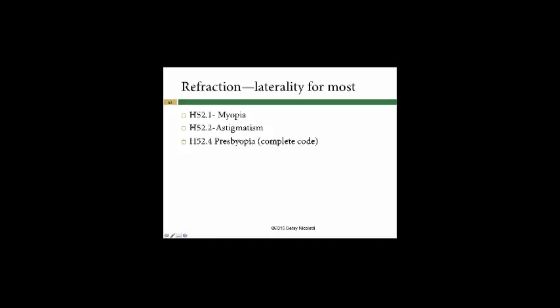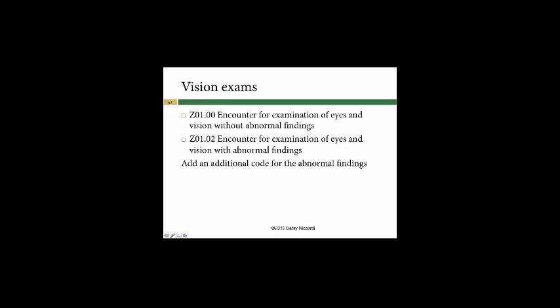Vision exams are like other exams in ICD-10, where we have the exam code broken up into with or without abnormal findings. So a patient who comes in for a vision exam and there is no abnormal finding, we use Z01.00. If they have an abnormal finding, Z01.02, and we use an additional code for the abnormal finding. So that is a change that we find in all of the examination codes in ICD-9, in ICD-10. So that is a real significant change.